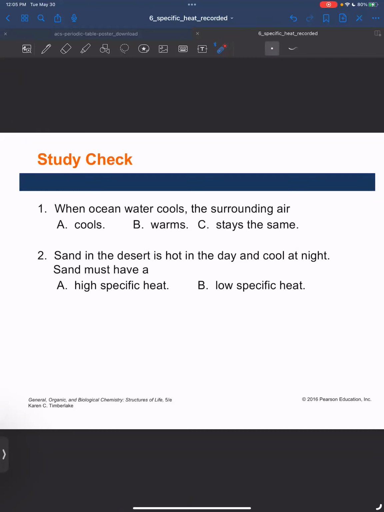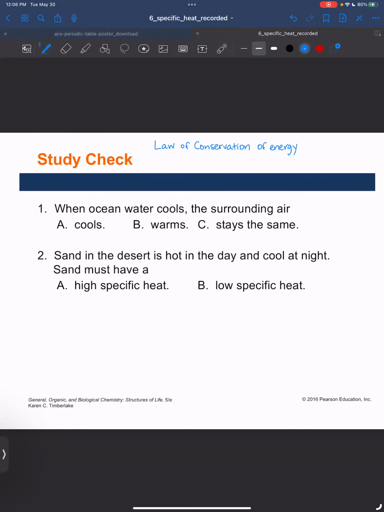All right. When ocean water cools, the surrounding air, does it cool as well? Does it warm, or does this stay the same? Well, this was a tricky question. We haven't talked too much about the law of conservation of energy, which means energy cannot be created nor destroyed.